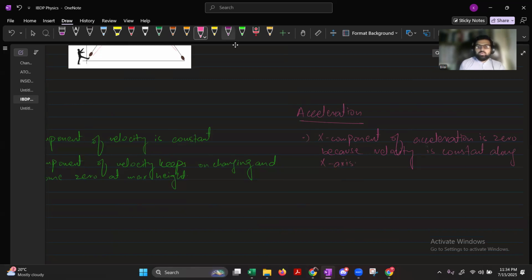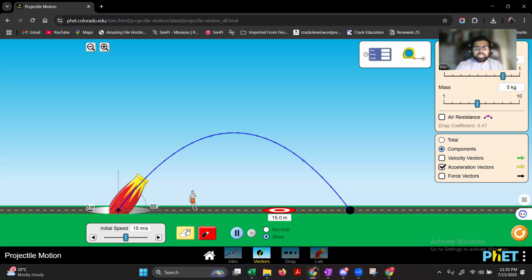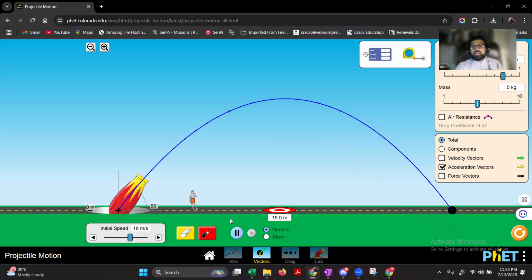Okay. Now, if we talk about the y component, velocity is constantly changing along the y-axis, which means the body will have some acceleration along the y-axis. So let's see how acceleration will behave in the y-axis. So let me clear that. Let's set an angle at 55 degrees again. We will see acceleration now. Okay. So now you can see that there is a constant downward acceleration over this whole path.